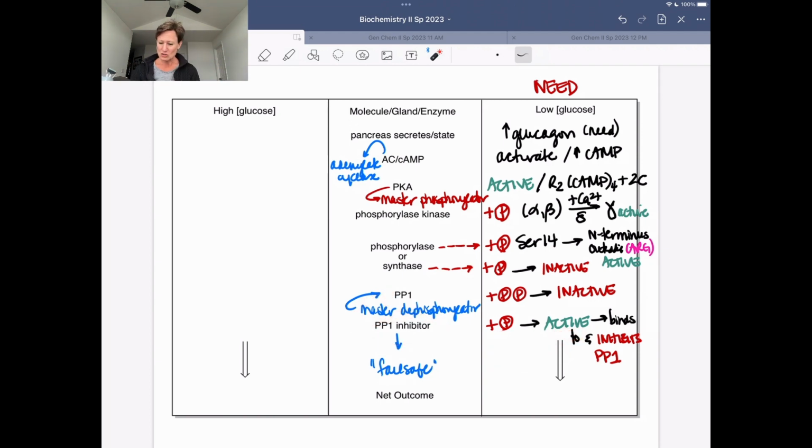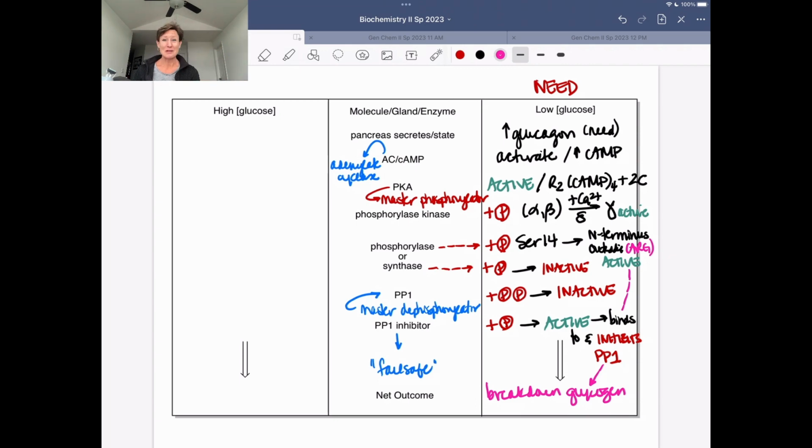Okay? So at the end of the day, we need to be able to connect an upstream signal, low blood sugar, to what we need to do to fix that. And so here's the fix, because we've got phosphorylase being active. And I'm going to draw an arrow down here with this. Because this is active, we are going to break down glycogen.